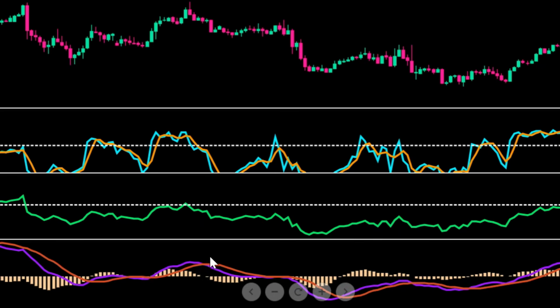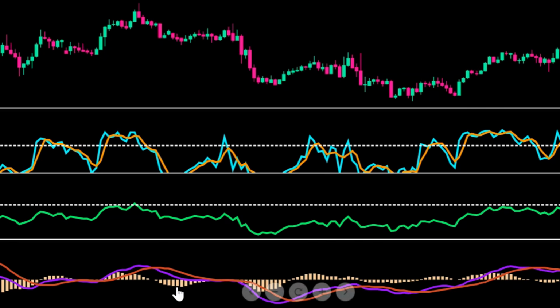The sell signal is triggered when the MACD line crosses below the signal line and at the same time the histogram starts falling. This shows that selling pressure is increasing. If everything lines up, we enter the sell trade with confidence.